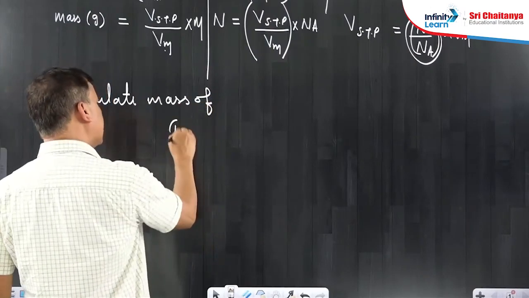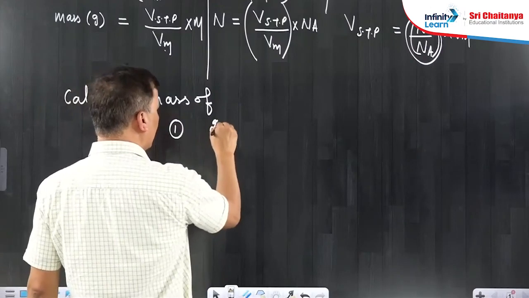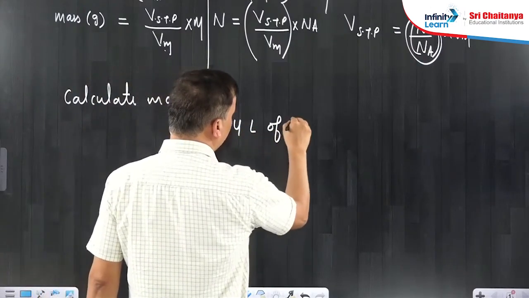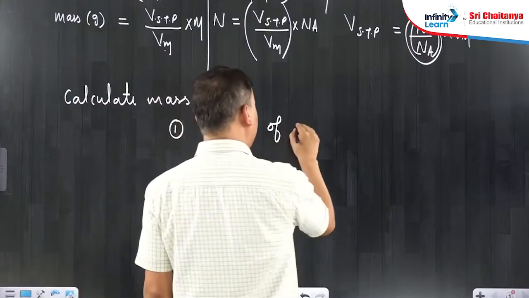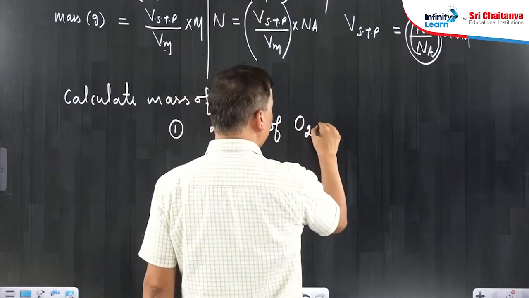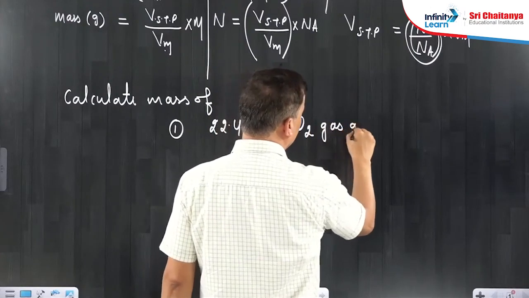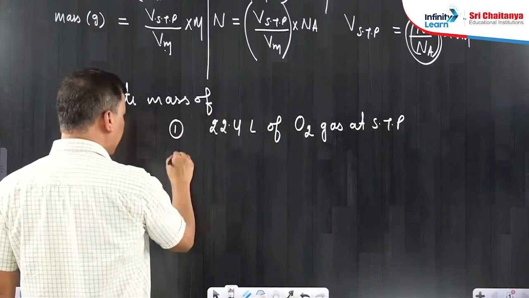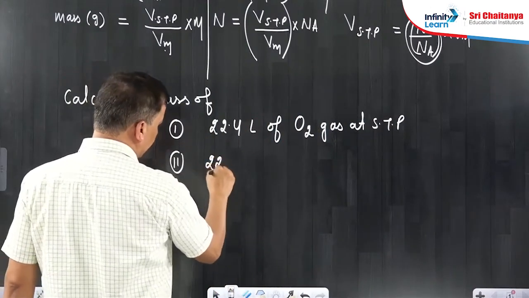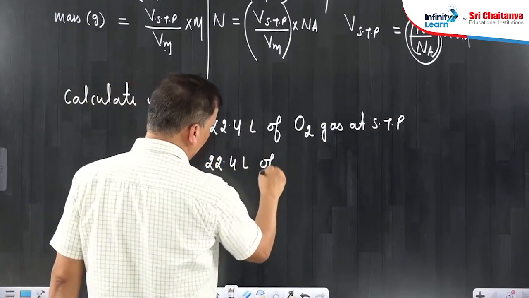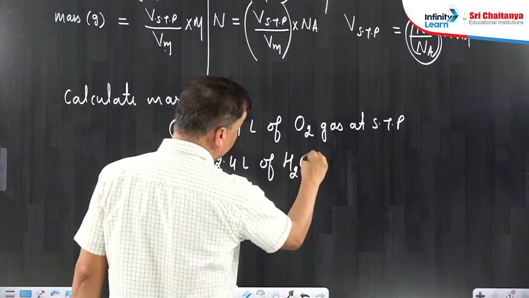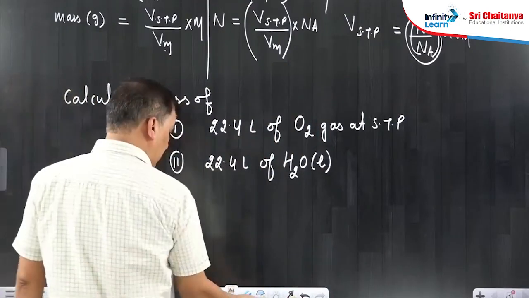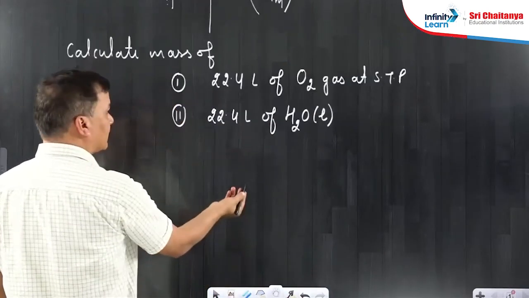Number one is 22.4 liter of O2 gas at STP. And the second one, here I am taking 22.4 liter of H2O, H2O liquid. So, dear student, I told you, we have to find out mass.